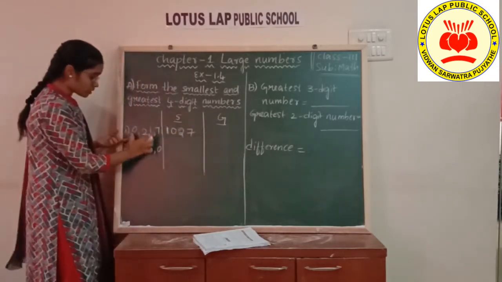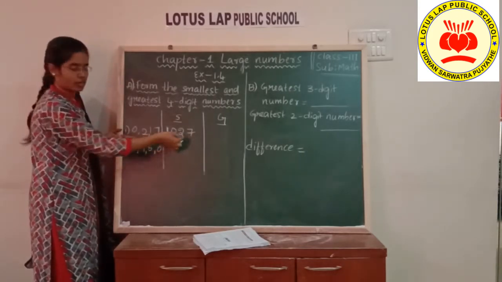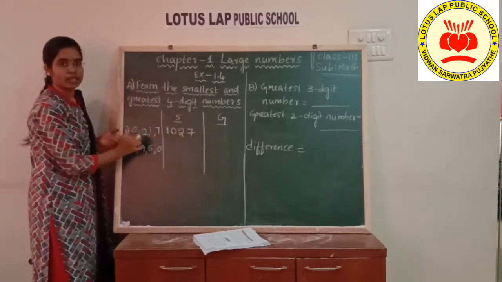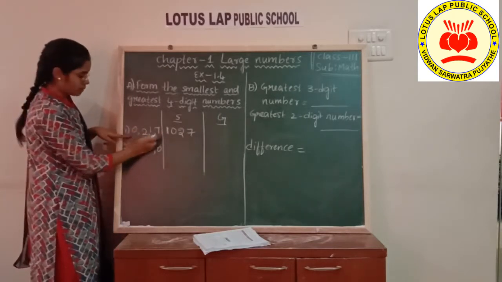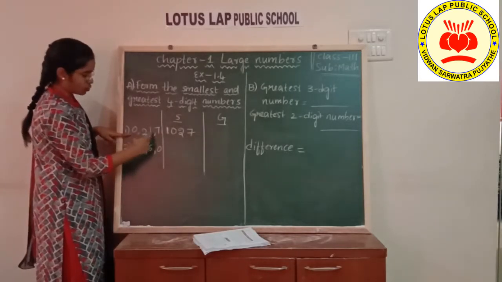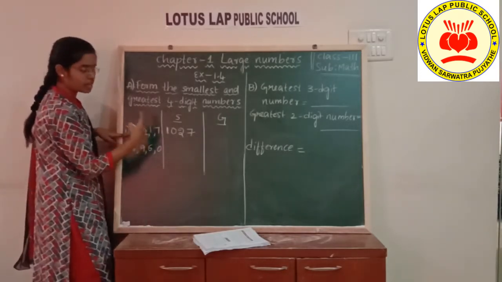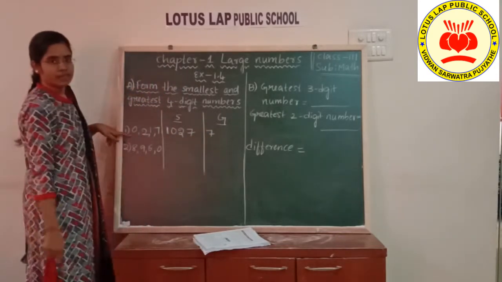Again, we should see the digits only children, because we can't arrange in the reverse order as we are having 1 0 among the 4 digits. Okay. Definitely you need to go through the digits. Now see, what is the greatest one? 0, 2, 1 and 7. What is the greatest one? Yes, 7 is our greatest number. First we need to write 7.